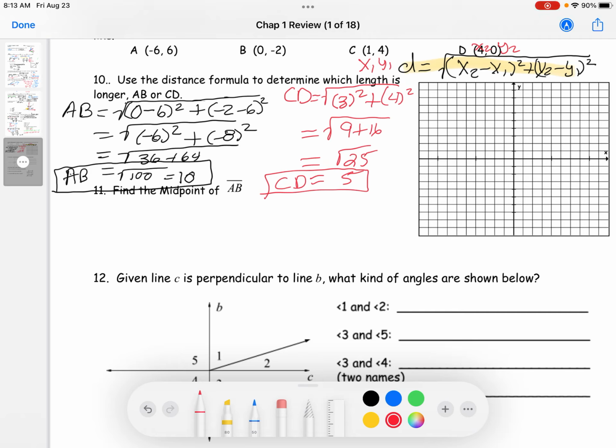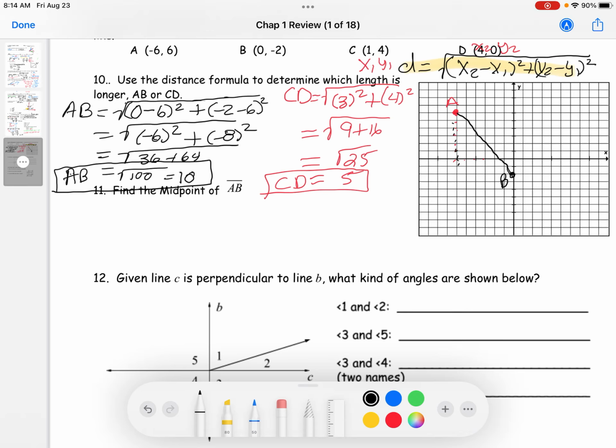And then I'm going to go ahead and graph it. So let's go ahead and graph AB. Let's graph point A. So it's going to be negative 6, and up 6: 1, 2, 3, 4, 5, 6. Okay, that's point A. Actually, I probably should change color with that. Point B is 0, negative 2. Point B, okay? And that's going to be the distance right there.